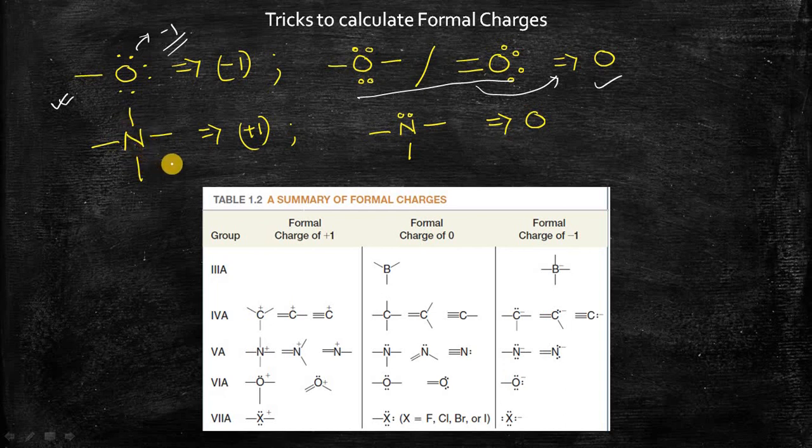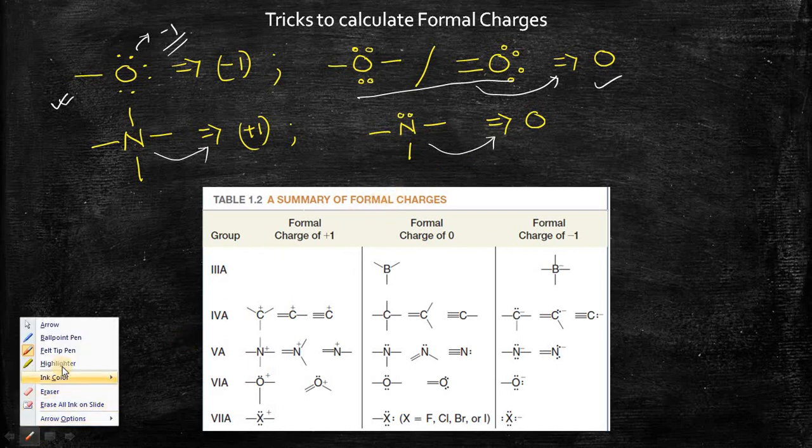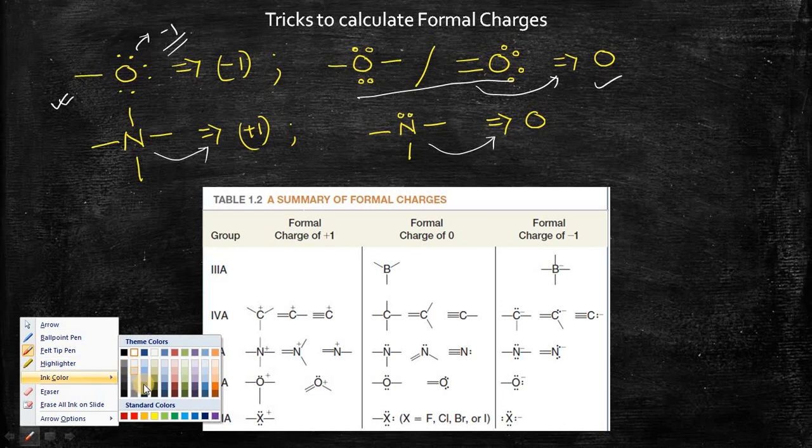then the formal charge of the nitrogen atom will always be equal to +1. And in the same way, if you find this type of nitrogen atom where it is bonded with 3 atoms like this, in that case the nitrogen atom will always be neutral, so the formal charge on the nitrogen atom is equal to 0.